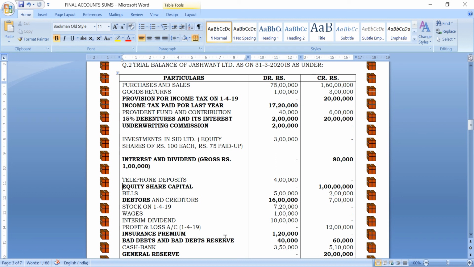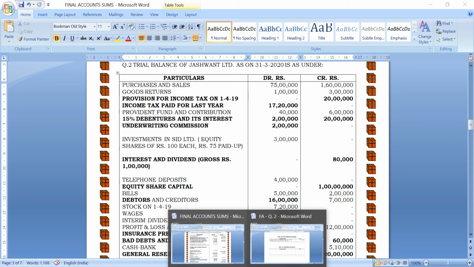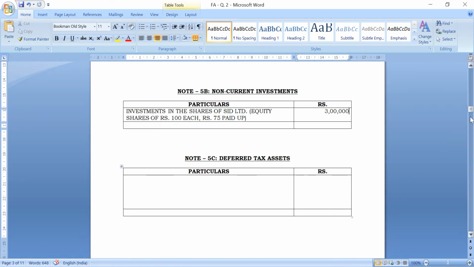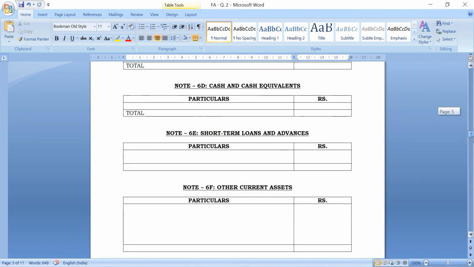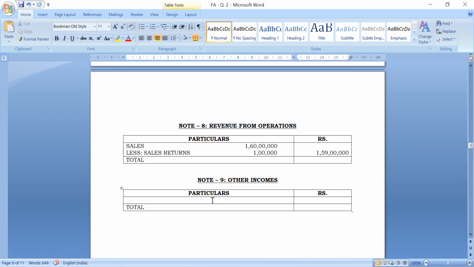The next entry is interest and dividend, and in bracket they have mentioned 1 lakh gross amount, and in the outer column it is 80,000. So what do you think? How will we account for it? Interest and dividend, we have to show the gross amount in 5B. Sorry, note number 9. Note number 9 is written. So let us search out note number 9R, other incomes.